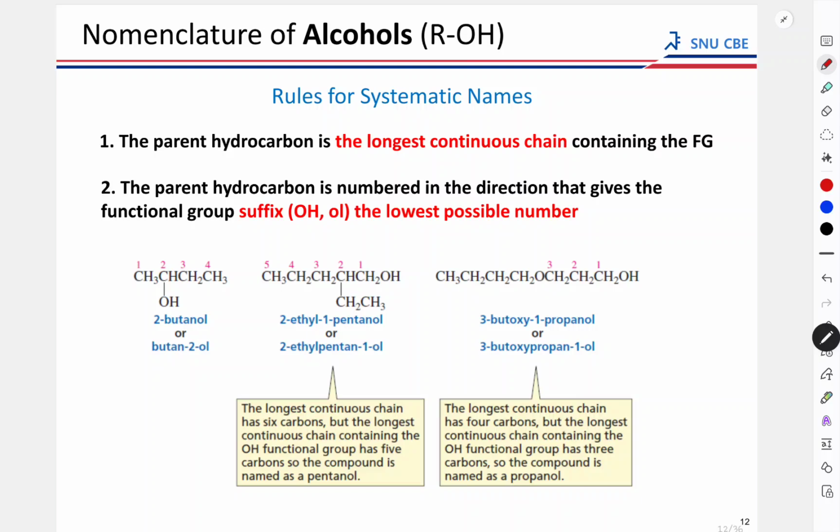Rule number 2, the parent hydrocarbon is numbered in the direction that gives the functional group suffix, the OH or OL moiety, the lowest possible number. That's important. So when you give the numbers, you have to number so as to make the number attached to your OH group the lowest possible number.